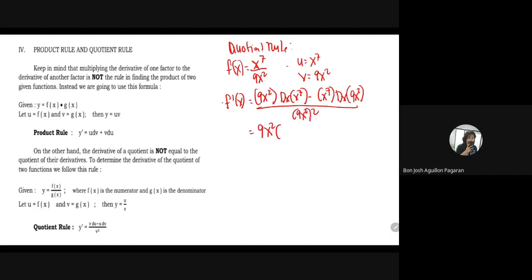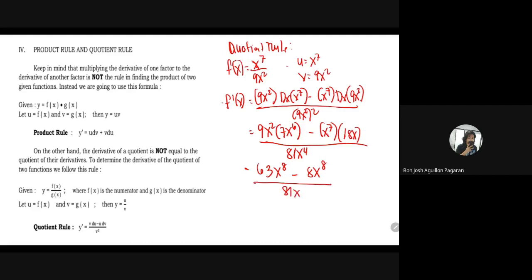So this is 9x squared. Derivative ni x, derivative ni x to the 7 rather ay 7x to the 6 minus x to the 7, and this is 18x. Bibilisan ko, this is 81x to the 4. So 63 x to the 8 minus 18 x to the 8 all over 81x to the 4th. 63 minus 18, that will give us 45. X to the 8 over 81x to the 4th.